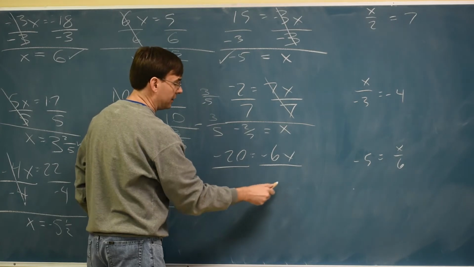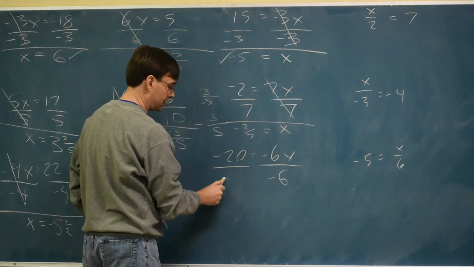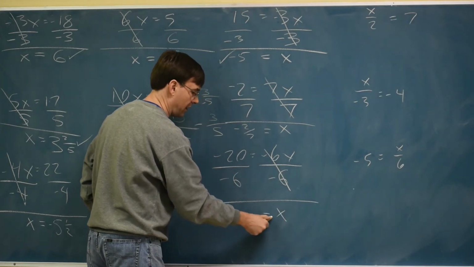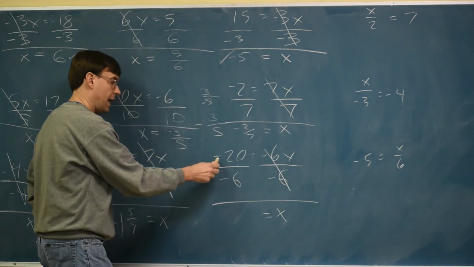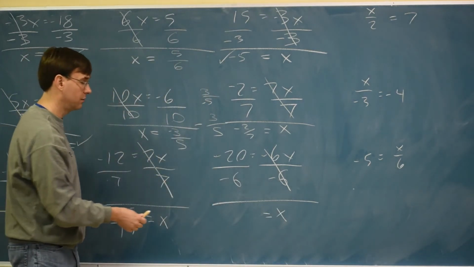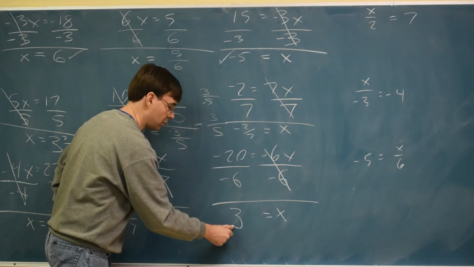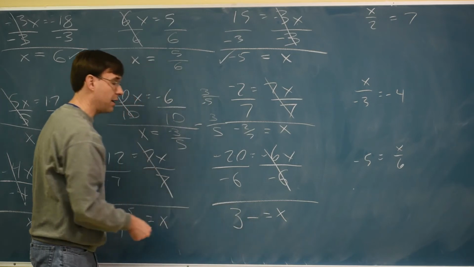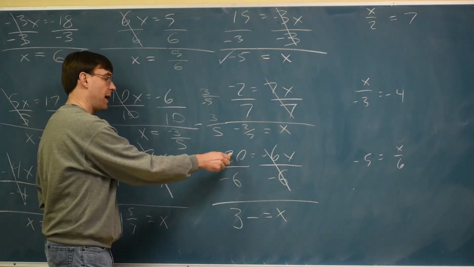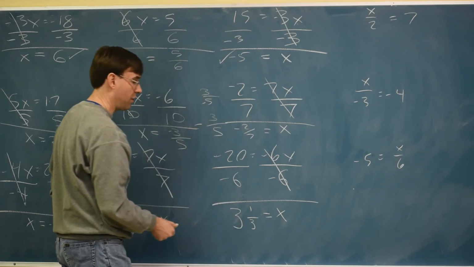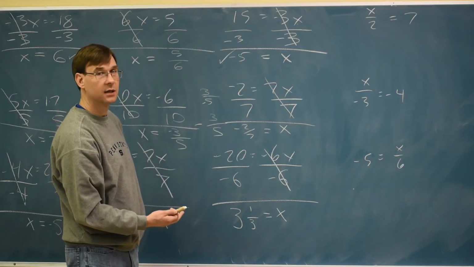Continuing to divide with -6s, eliminating -6s to get the variable alone. Negative with negative is a positive. 6 into 20 goes 3, and we'll get a remainder kind of fraction. The remainder would have been 2. 2 over 6 is better to be a third. Don't check it because it's a fraction.